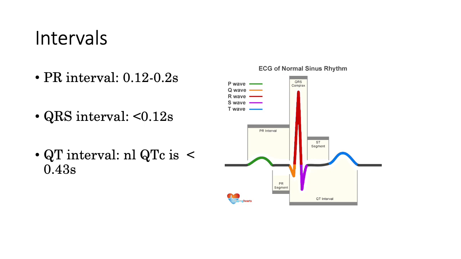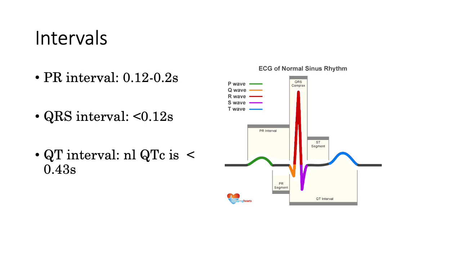In order to recognize abnormalities in an ECG, we have to know what's normal. So it's really important to understand what the normal length of interval is on the ECG for each of these segments in order to identify abnormal intervals. So you should commit to memory what the normal intervals are.